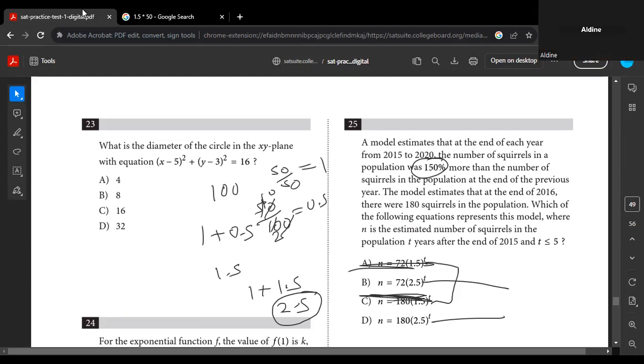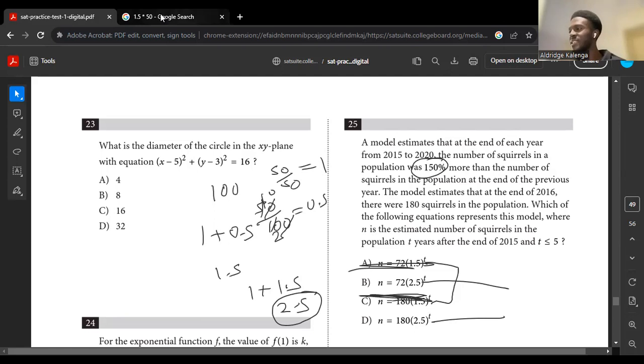Yes, sir. And then the reason why I was so confident that B was the answer is because the question says at the end of 2016, so after 1 whole year, there were 180. So it means that at the beginning, there couldn't have been 180. So that's how I know it's not D. So it had to be something smaller than 180, because it means this thing has increased by 150%.